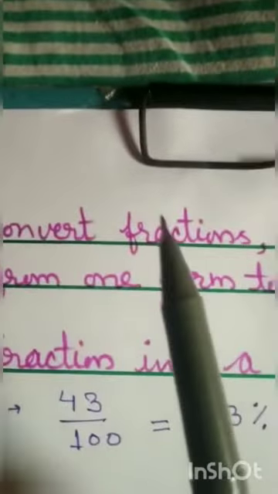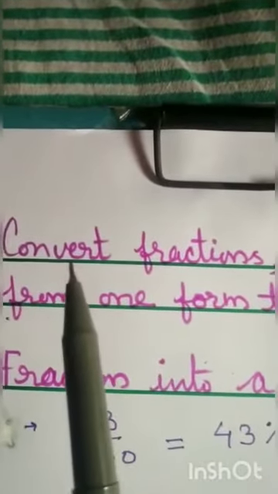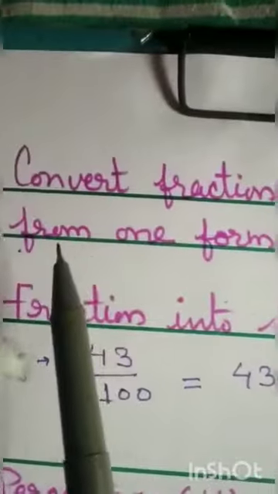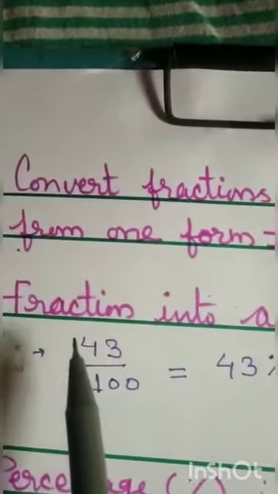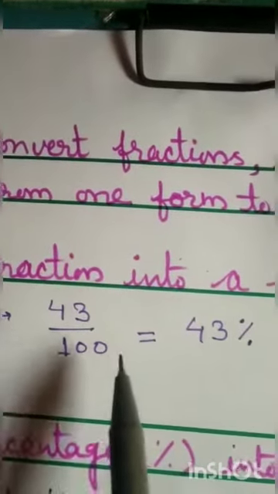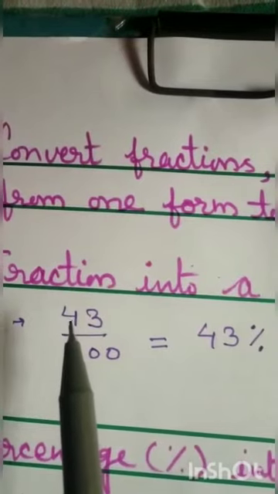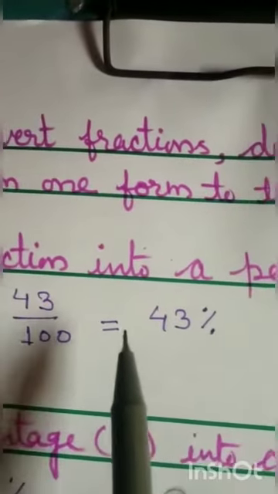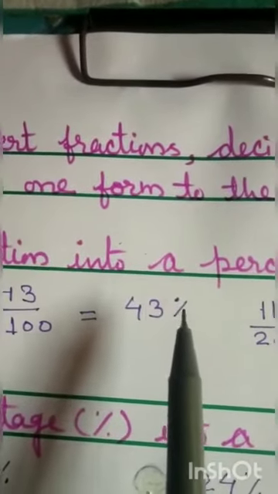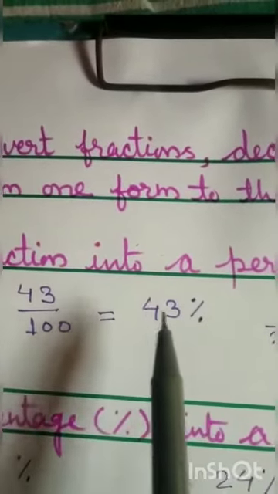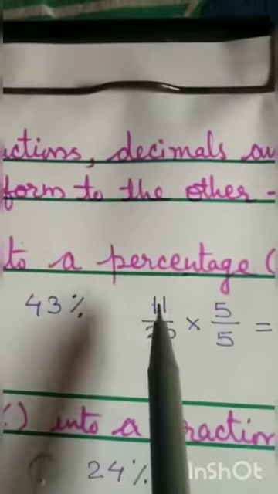Children, let us revise in percentage the conversion. Convert fractions, decimal and percentage from one form to the other. How to convert a fraction into a percentage? See, for example, the fraction is 43 by 100. We write this 100 as the sign of percentage. So 43%.